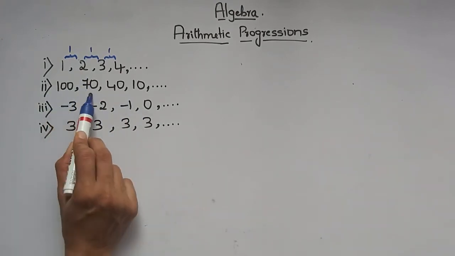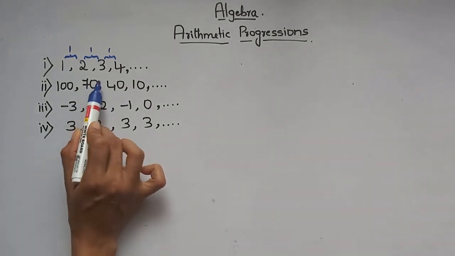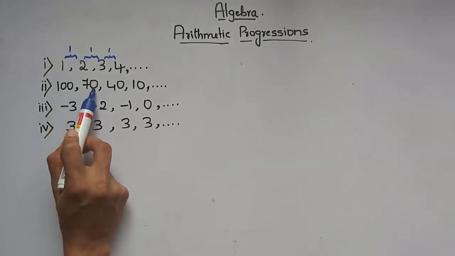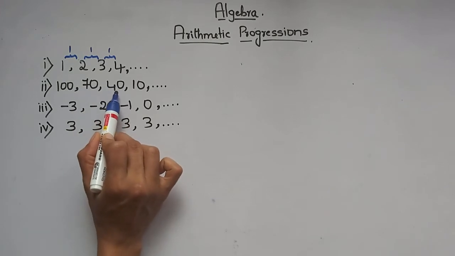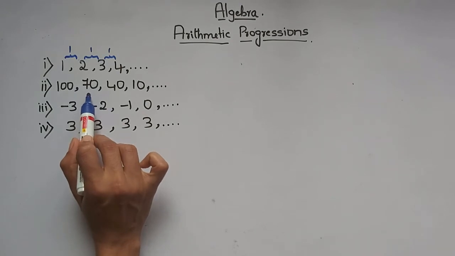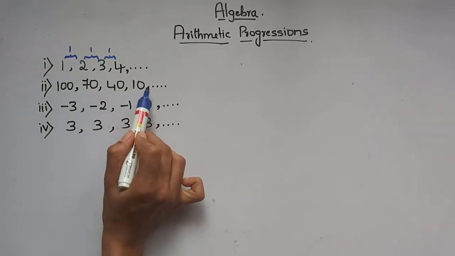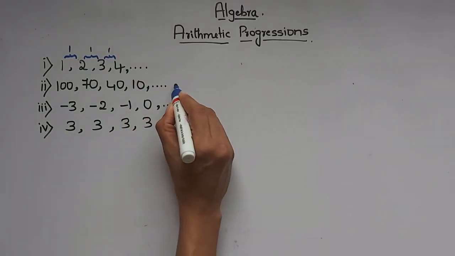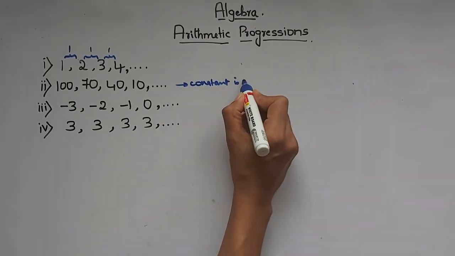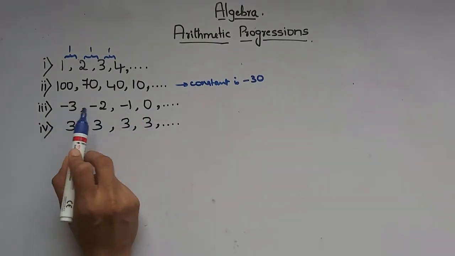Here we have 100, 70, 40, 10 and so on. So here the second term 70 is 30 less than its preceding number, right? That is 100 minus 30 will give you 70. And the third number here we have 40. So 70 minus 30 will give you 40. Similarly 40 minus 30 will give you 10 and so on. So in this case the constant is minus 30, right?